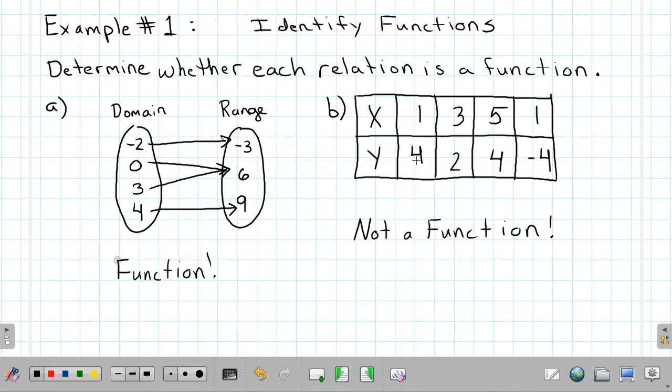We do not care about the y's when it comes to a function. It does not matter what the y's are. The x's are what matters here. So if we look at 1, 1 is paired with 4, but 1 is also paired with -4. So if we had it in a mapping like this, we would have 1 with 2 lines coming out of it, one going to 4, one going to -4. So in this case, we could say 1 repeats.